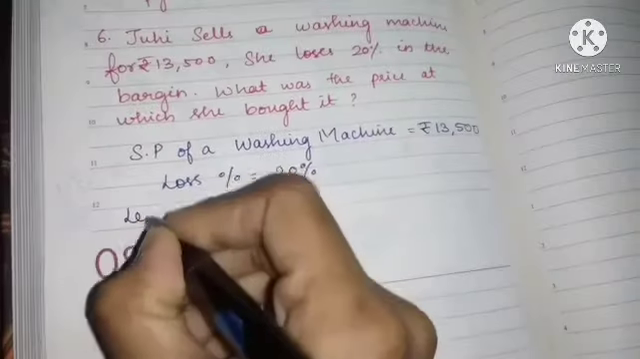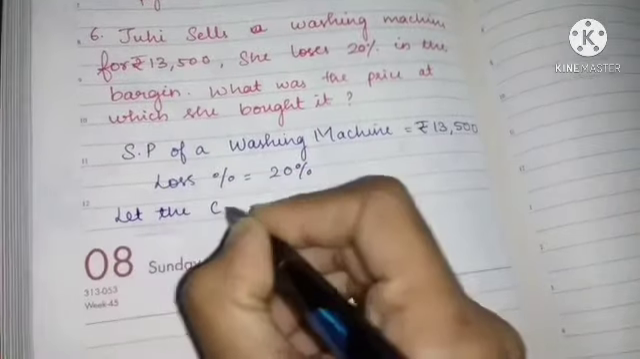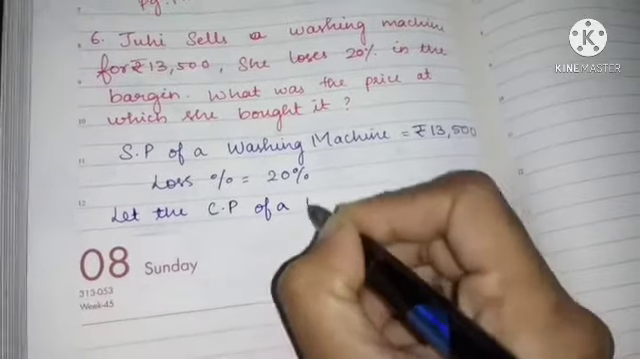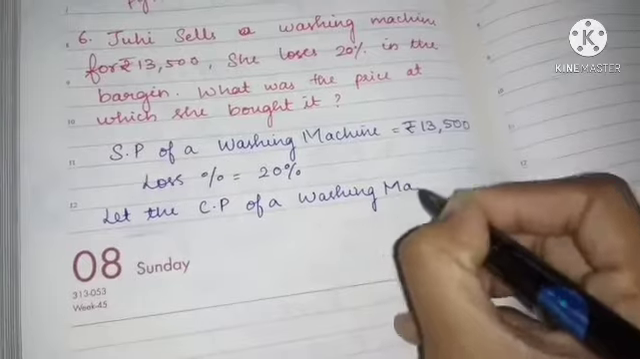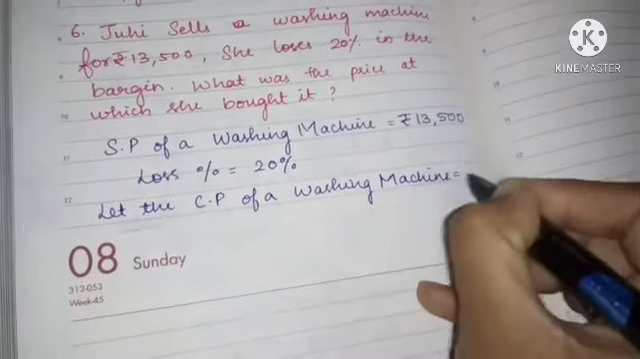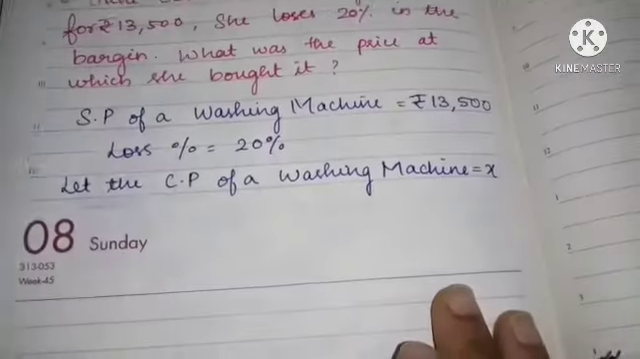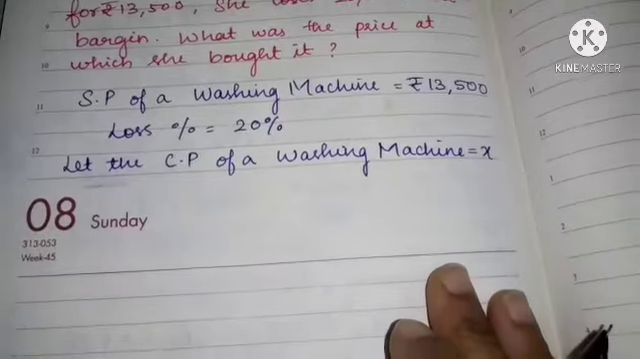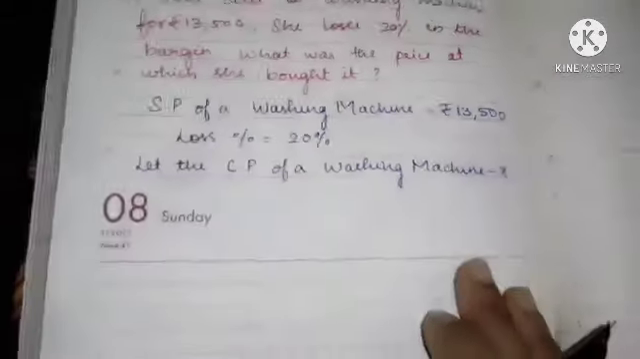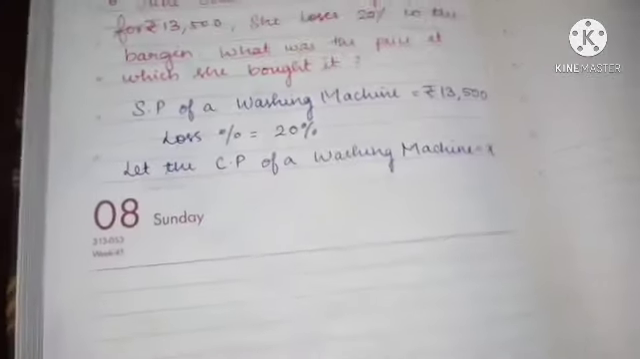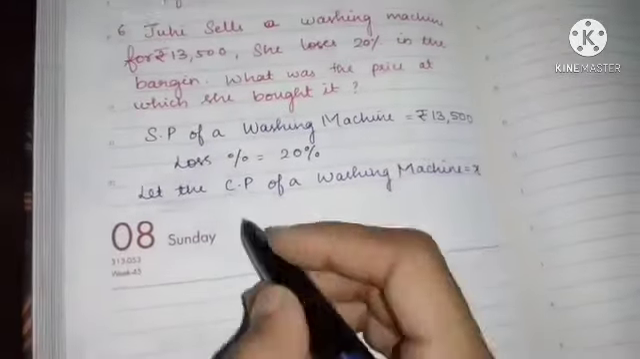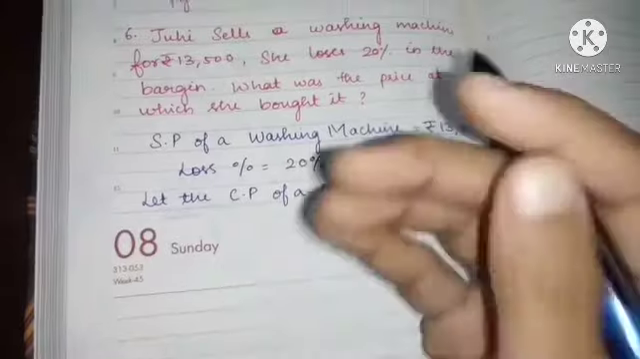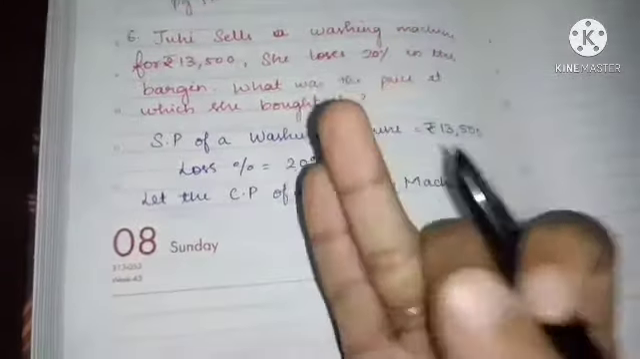So I am taking, let the cost price of a washing machine be equal to X. Let the cost price of a washing machine be equal to X. I am taking it as X. So now we should find the cost price. What is the formula related to cost price, loss, and selling price?